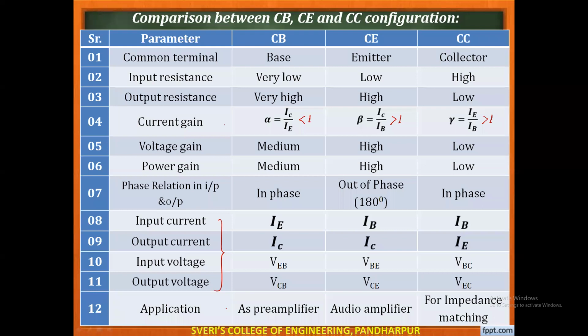And for applications, common base can be used as a preamplifier, common emitter can be used as an audio amplifier, and common collector will not be used as an amplifier, but for a slightly different type of application. We call it impedance matching. Forget about that, but just try to remember this. Is that clear? So all of you, please take a screenshot of it.